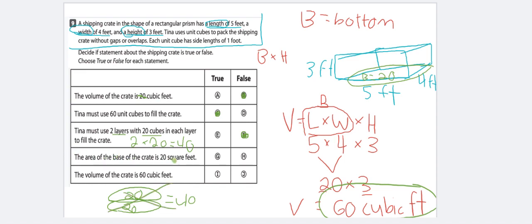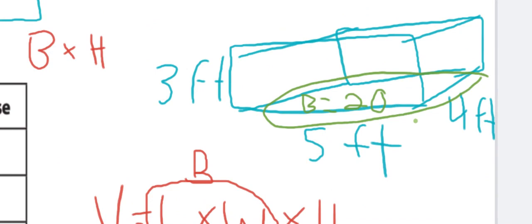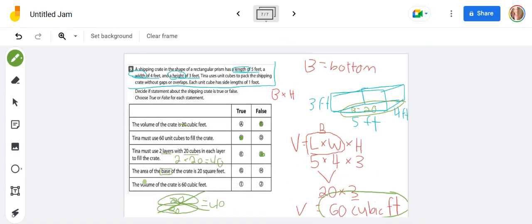The area of the base, or the bottom, is 20 square feet. So I remember the base is just the bottom. When I look over here, I took my length times my width. 5 times 4 was 20. There were 20 on the bottom. So yes, this statement is true. Then finally, the volume of the crate was 60 cubic feet. I remembered that the volume was 60 cubic feet. So I would put true.